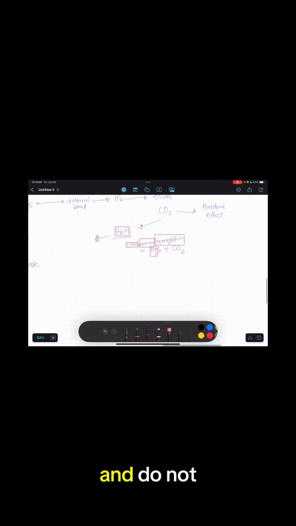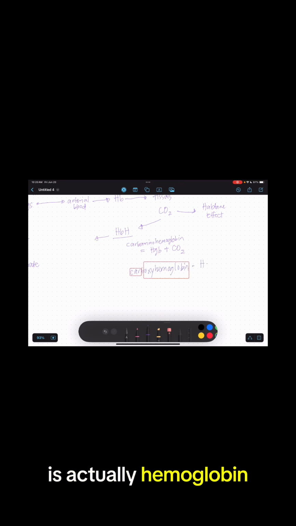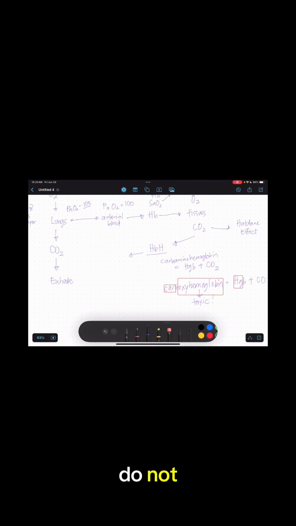So there you go. Now going back to where we are exhaling, the CO2 is with the hemoglobin. It's called carbaminohemoglobin, and do not mistake this with carboxyhemoglobin, because carboxyhemoglobin is actually hemoglobin plus carbon monoxide, and this is toxic. So do not call carbaminohemoglobin carboxyhemoglobin, because it's not the same.